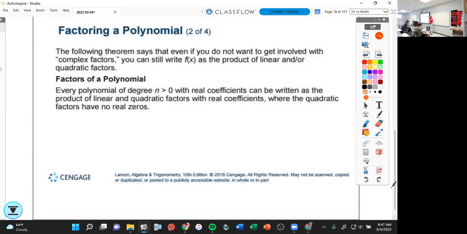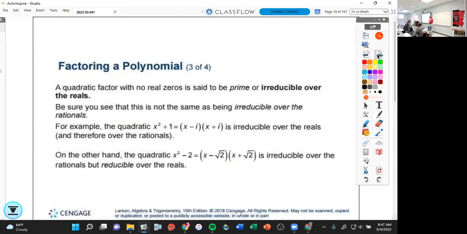Which means when we got to the x squared plus 9, we could have left it right there, okay? X squared plus 9 is a real factor of the polynomial. X squared plus 9 does not factor on the real numbers. It factors in the complex numbers, okay? A quadratic factor with no real zeros is said to be prime or irreducible over the reals.